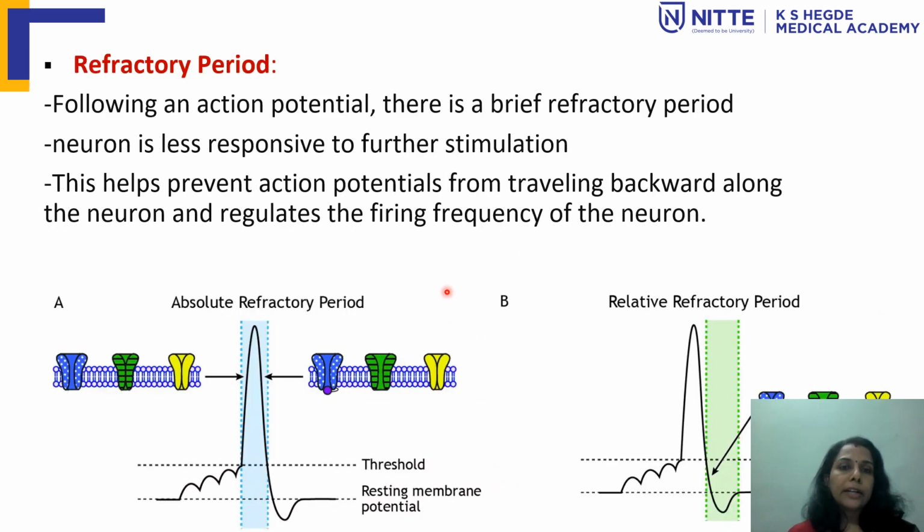Next is the refractory period. Following an action potential, there is a brief refractory period. Okay, there is an absolute refractory period and there is a relative refractory period. During this stage, the neuron will be less responsive to further stimulation. So this helps to prevent the action potential from traveling backward along the neuron and regulates the firing frequency of the neuron. So this is how an action potential is generated in a motor neuron.